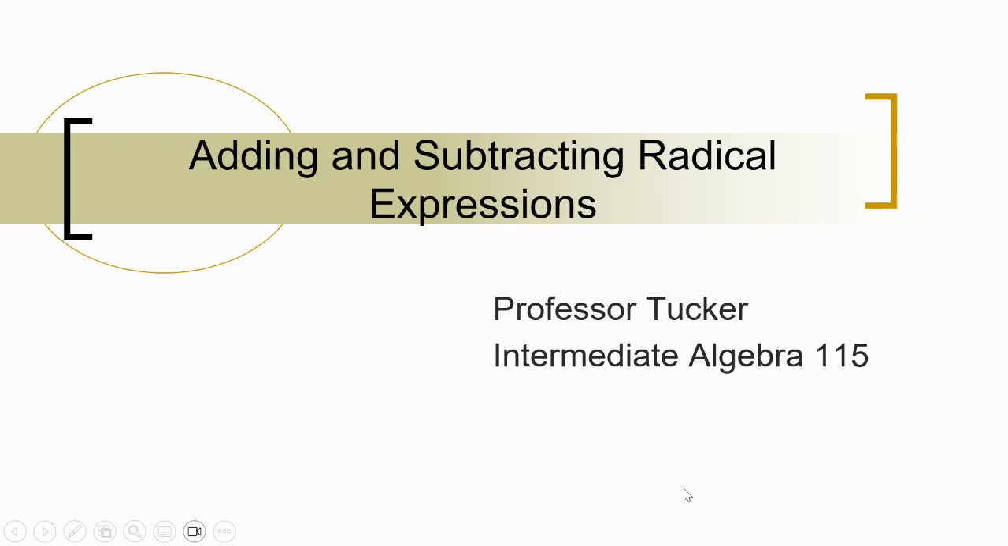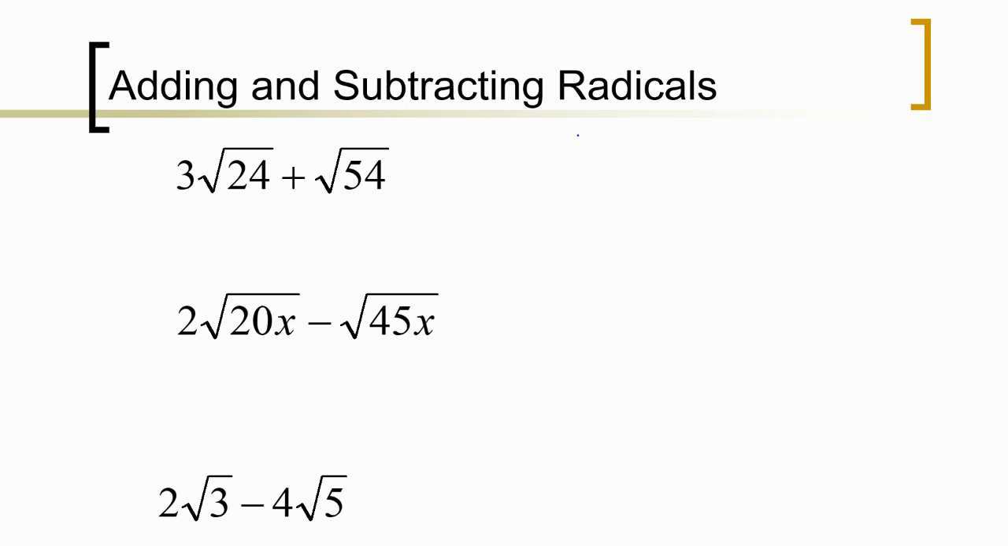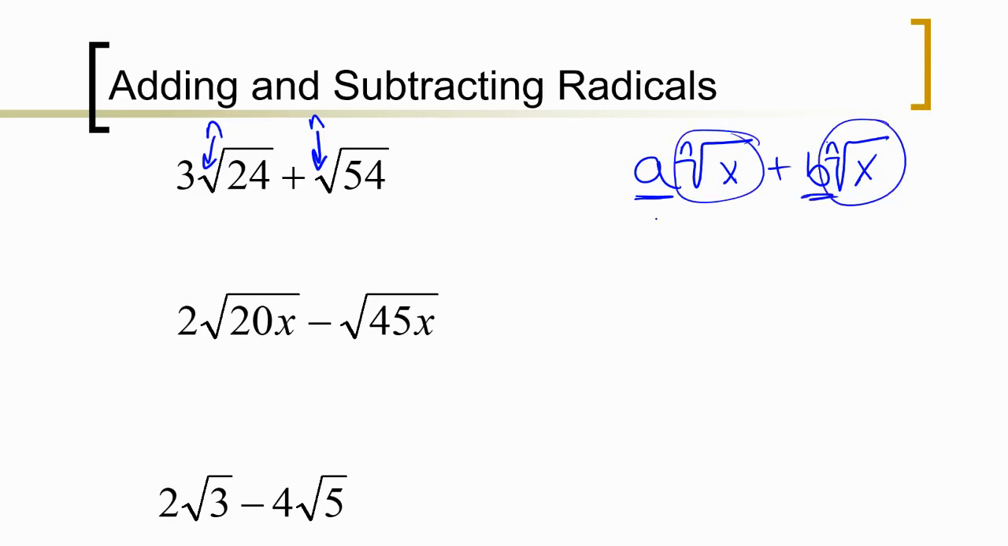All right, in this lesson, we're going to take a look at adding and subtracting radical expressions. And the idea is if you want to add and subtract radicals, they have to be the same index. So these numbers have to be the same. And then what you do is you add any number on the outside together as long as the index and the insides are the same.